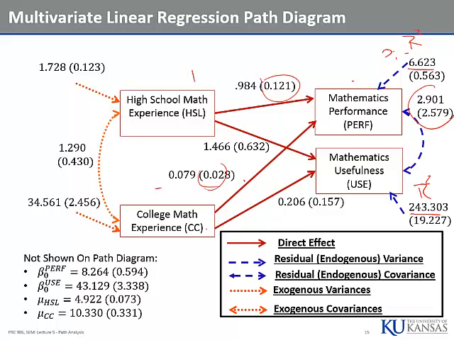And same thing over on the left side, the exogenous variables. This is the variance of high school math experience. This is the variance of college math experience. And you can see, because the relative variances are so much different, those units really do differ a lot, right? 1 more unit of high school math experience is a lot. 1 more unit of college math experience, it's not as much, right? The variances are different.